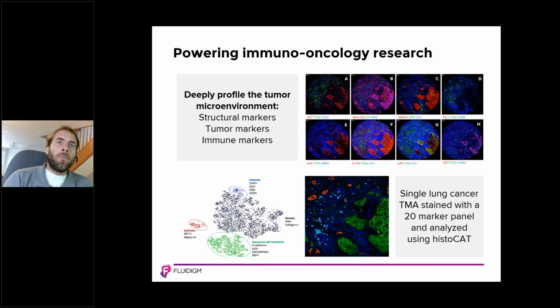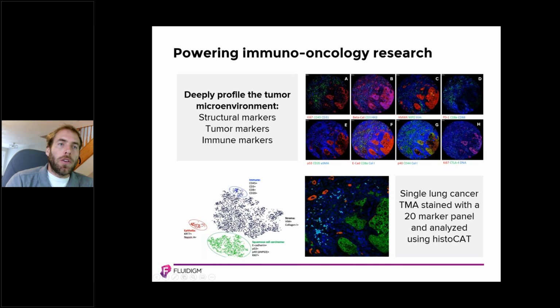One example I like to give that's available in a white paper that I can share is a study that we did internally looking at lung adenocarcinoma tissue. Here we had a 20 different marker panel. What's really nice about the technology is after you do your single cell analysis and you segment out your cells, you can plot your cells here using a t-SNE plot.